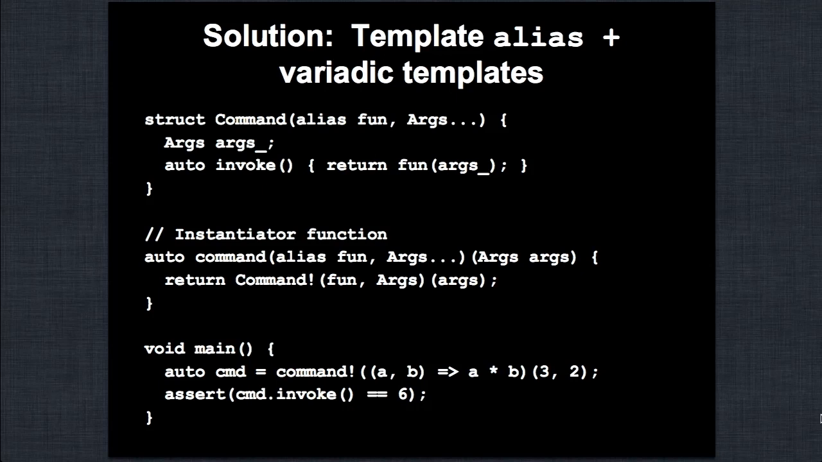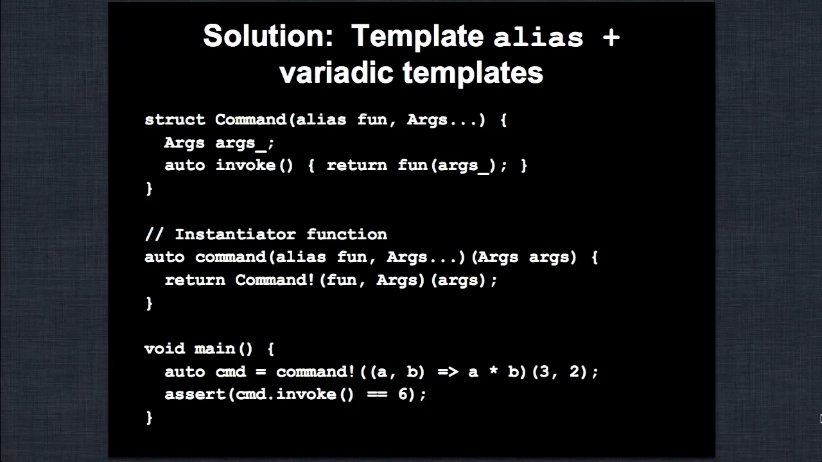So the solution to this dilemma of wanting to create a command pattern object without the downsides that Java-style command pattern objects have is to use template alias parameters in variadic templates. So we have our command pattern struct, and it takes as its template arguments an alias for the function. Remember, an alias can be any compile-time symbol, including an uninstantiated template. And then it takes a set of arguments as a variadic.